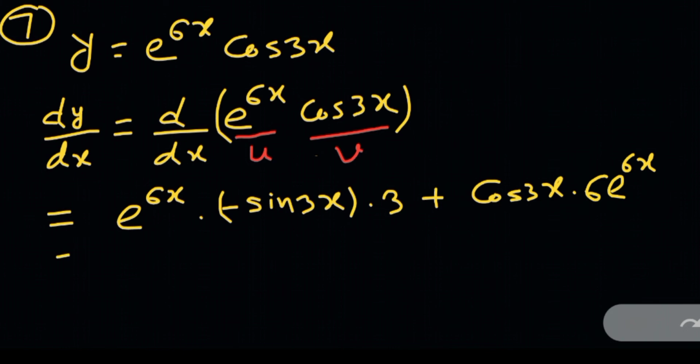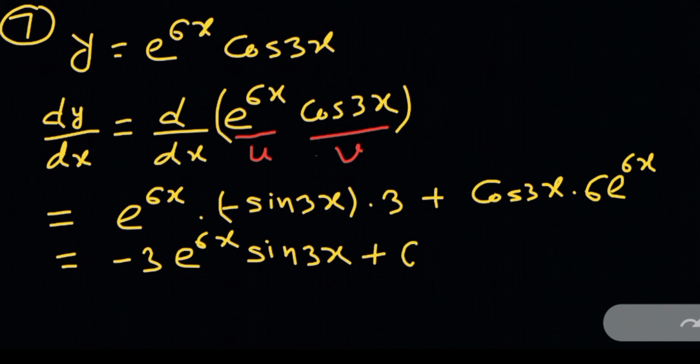Now I will simplify a little bit. Minus 3 sin 3x, first I will write e to the power 6x. Minus 3 e to the power 6x sin 3x, and plus 6 e to the power 6x into cos 3x.